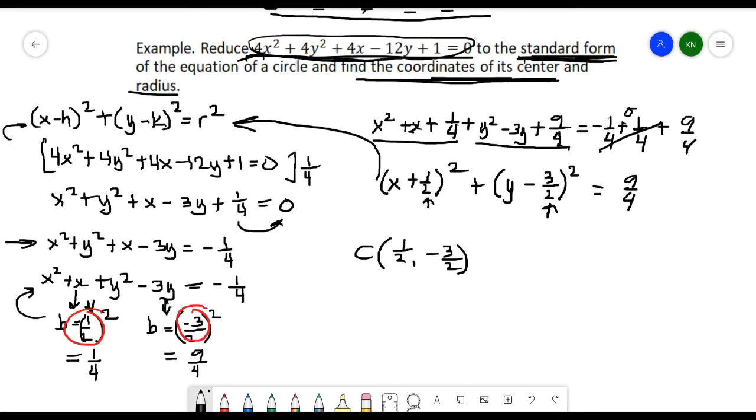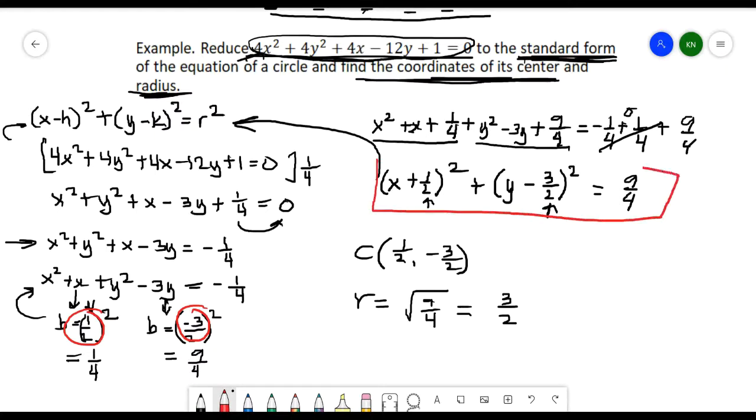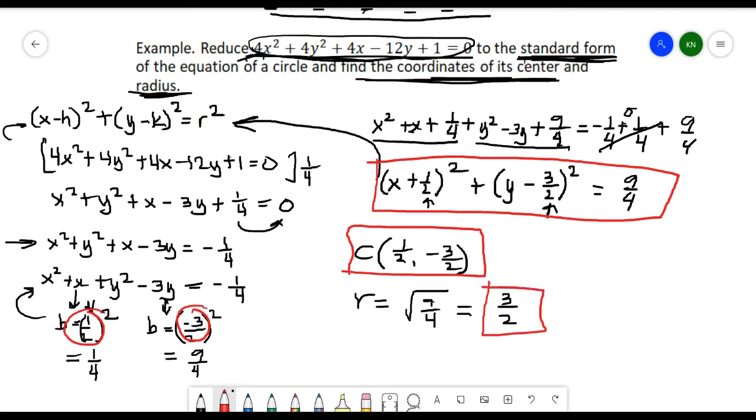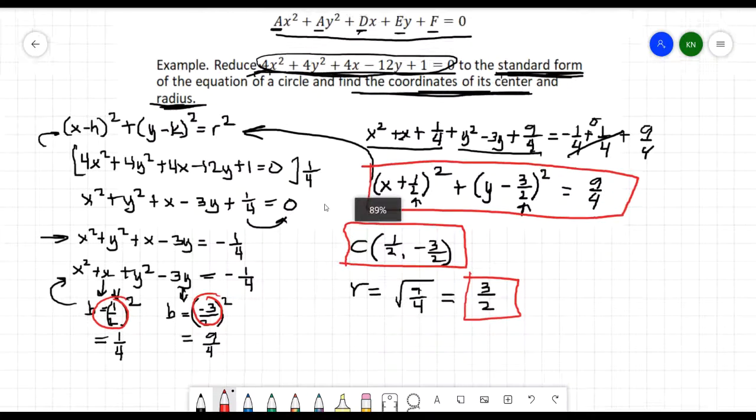And for the radius, we just have to take the square root of 9 over 4. The radius is the square root of 9 over 4, which is equivalent to 3 halves. So this is now the standard form of the equation of the circle. This is our center coordinates and this is our radius. So that's it for this example.